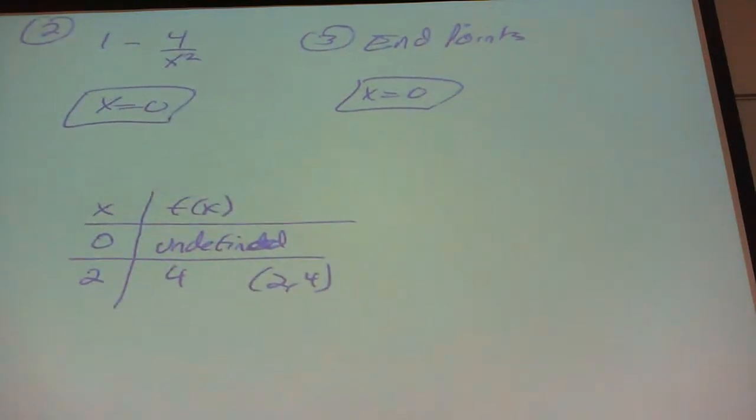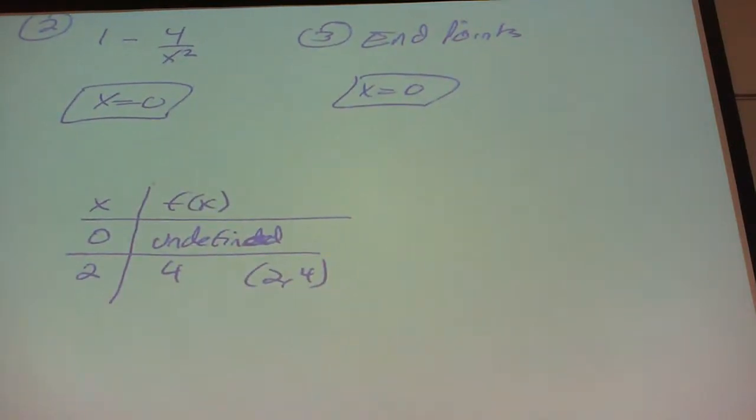The domain was 0 to infinity. Try to figure out what that means, and then look at the y's to figure it out. So try to figure out an appropriate window without me doing it for you. And tell me, is it a local max, local min, absolute max, absolute min? What do we have at 2? We know there's nothing going on at 0, but what's going on at 2?